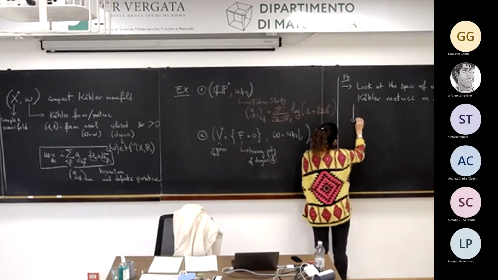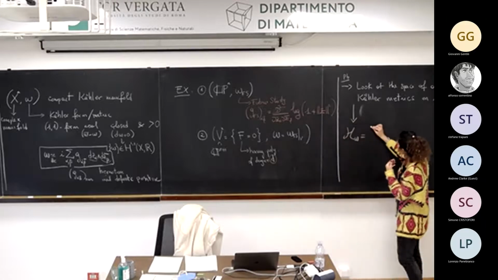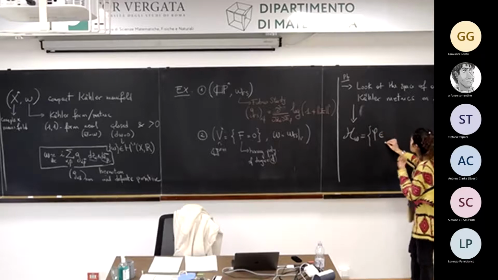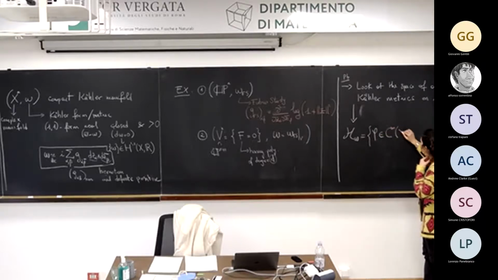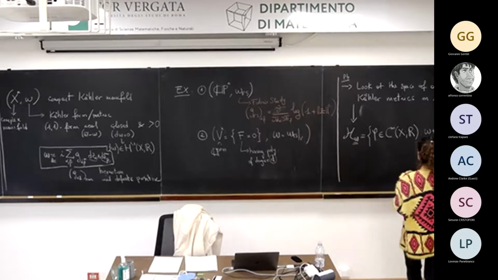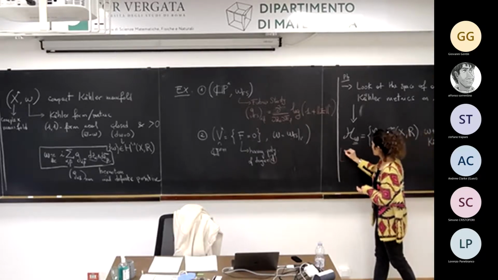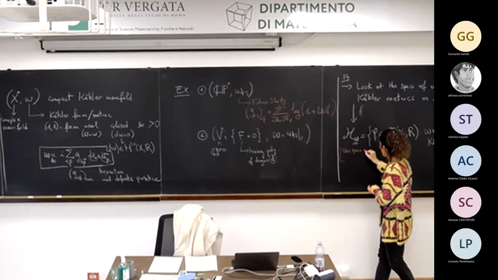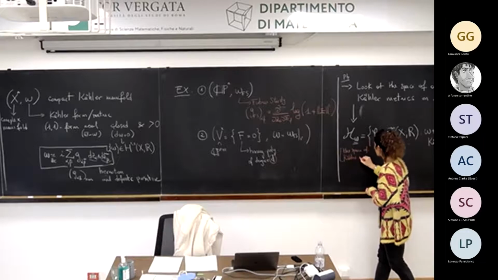And this space turns out to be equivalent to the following one. The space of all Kähler metrics can be identified with the so-called space of Kähler potentials. So these are just C-infinity real-valued functions phi such that when I look at omega, which is fixed, plus i partial partial-bar of phi, this is again a Kähler metric. Let me be more precise and add something.